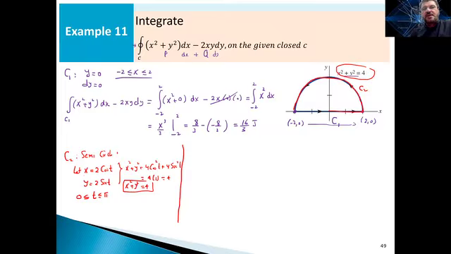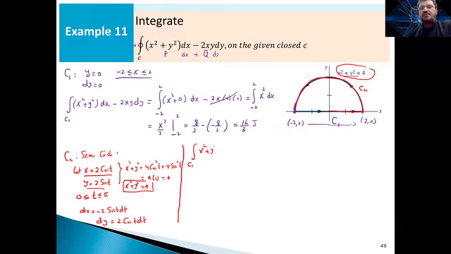Now we go to our work. Before I go there, if this is x, guys, what's dx? It's -2 sine t dt, isn't it? That's the derivative of 2 cosine. dy, if you differentiate this, is 2 cosine t dt. So now I'm going to go back to my question and integrate it along C2.